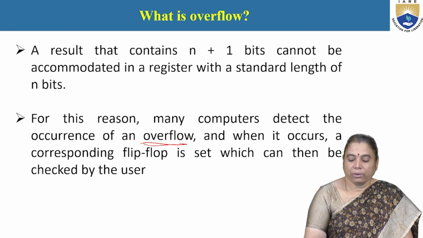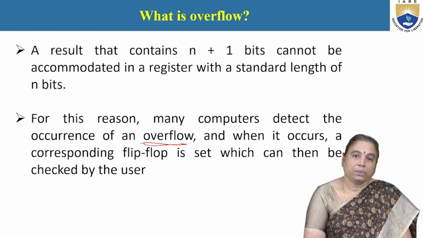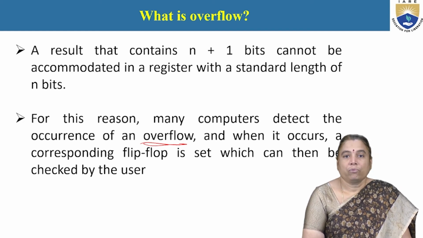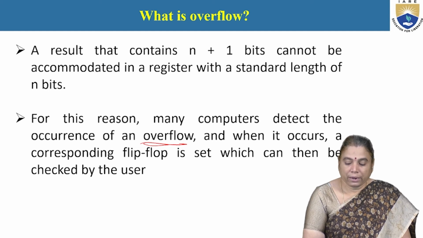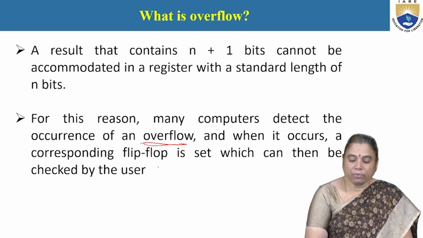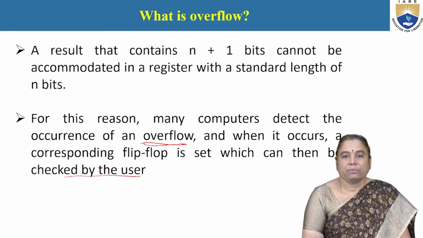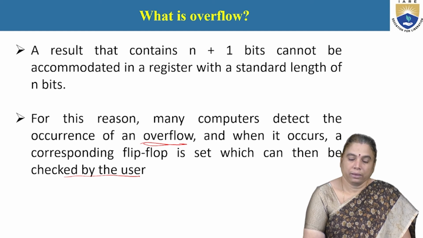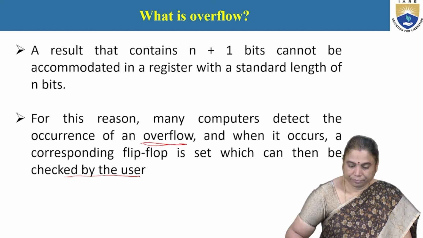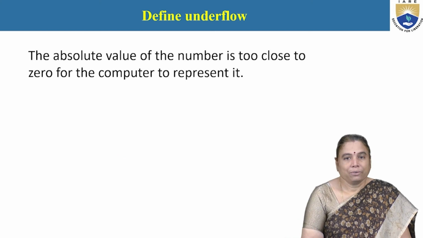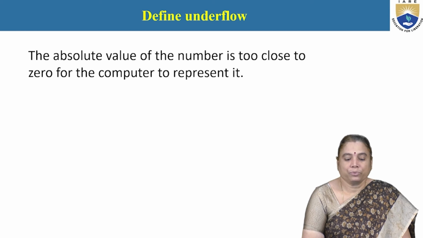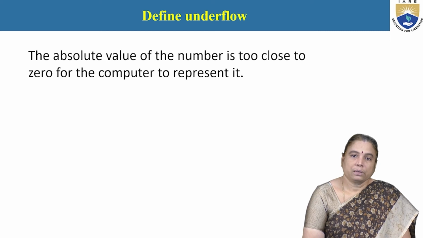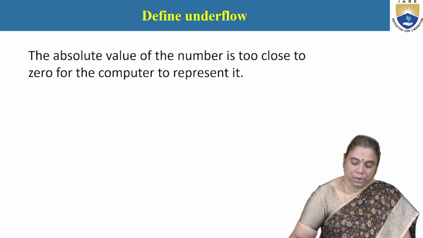So how can it be detected? With the help of the status register overflow bit, the V bit, and when it is encountered, a corresponding flip-flop is set which can be checked by the user. In this way, the overflow can be handled by the user. Define underflow. The absolute value of the number is too close to 0 for the computer to represent it. So underflow can be easily handled by the combinational circuits.